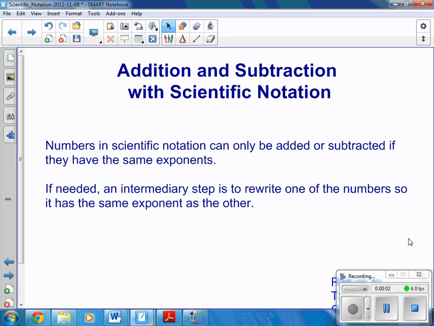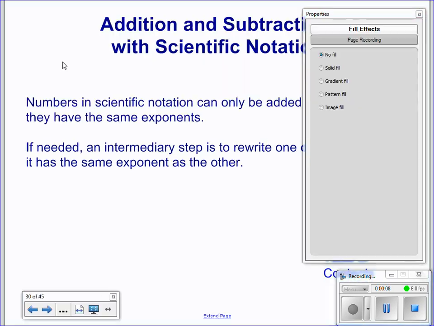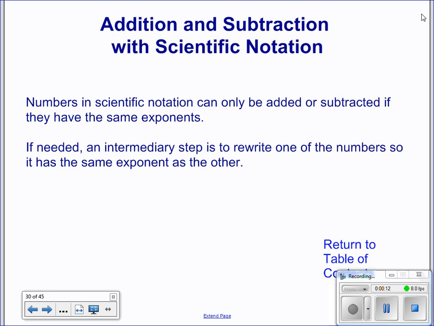Alright, today's video is going to be on addition and subtraction with scientific notation. Numbers in scientific notation can only be added or subtracted if they have the same exponents. So we need to have times 10 to the third and times 10 to the third. Both of those have to have 10 raised to the same power.